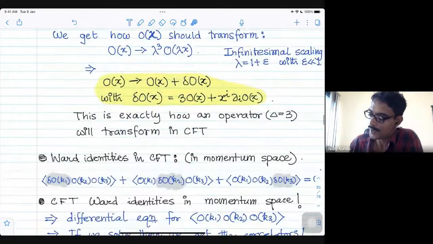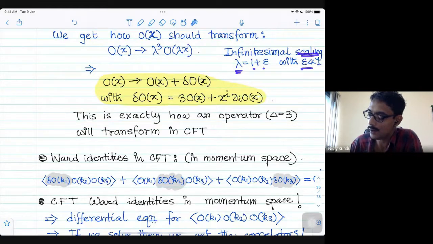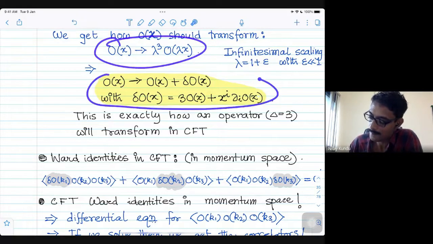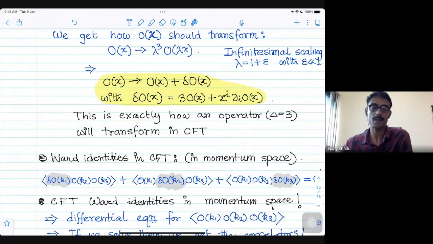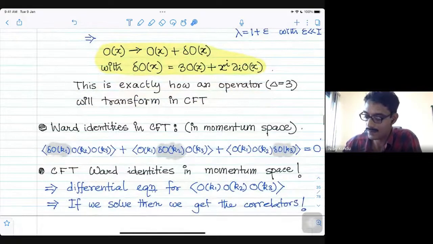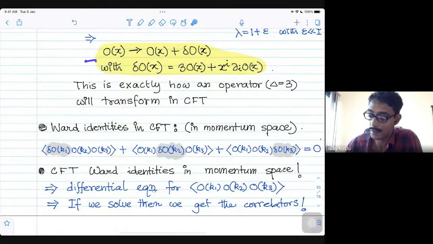So this is for infinitesimal scaling, where lambda is 1 plus epsilon, with epsilon being much, much smaller. Sorry, this epsilon is not the slow-roll parameter, it is any other parameter, some small parameter less than 1. This O(x) translates to this, and this is exactly how an operator of delta equal to 3 transforms in CFT. So that's how we see that, we have not yet gone to momentum space, but the late time slice symmetries of de Sitter are the same as CFT. We are making explicit use of that.